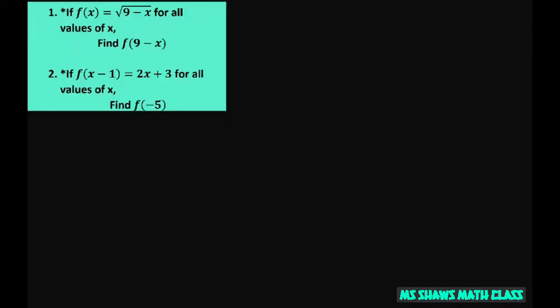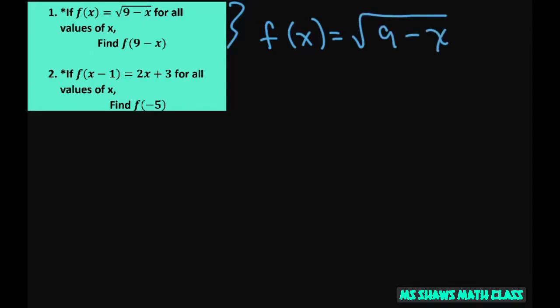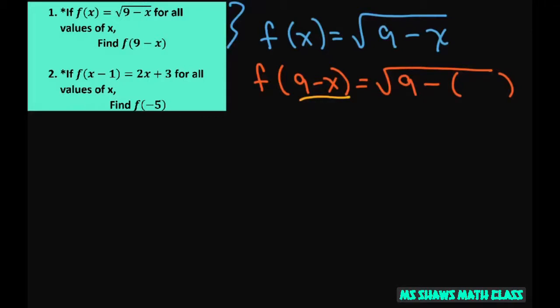So for the first one, and this was actually a request made for me, so that's why I put this one on the video. So basically all you're going to do, we have f of x equals square root of 9 minus x. Now we need to find f of 9 minus x. So that just means everywhere there's an x, put parentheses, and we're going to input 9 minus x. So when you clean this up, f of 9 minus x equals a square root.